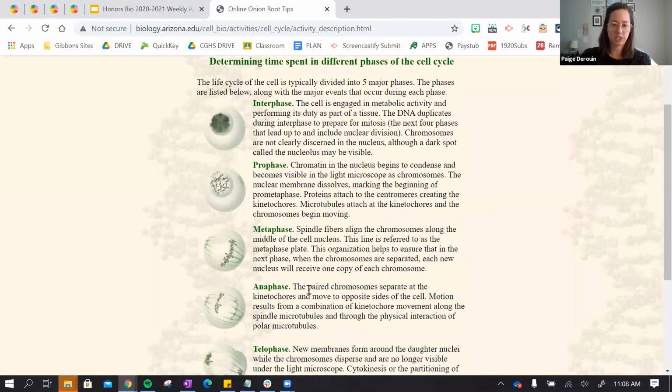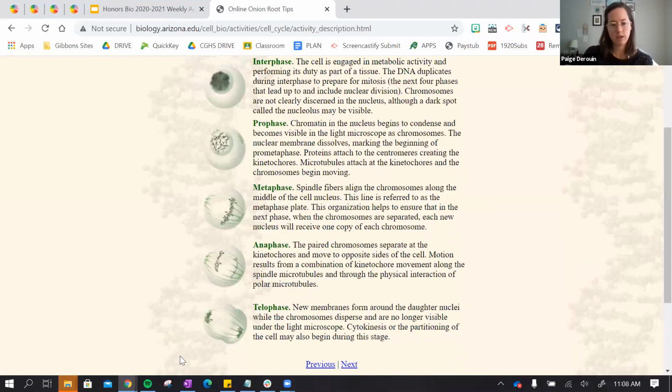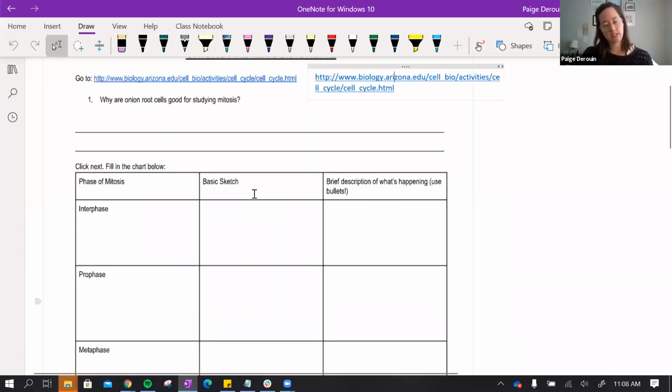It will take you to this picture of the different phases. This is a more realistic version than the one that I drew, obviously. In your document, it's going to ask you to do a basic sketch and then a brief description of what's happening. A way that you can already start to study this is by trying to do this without looking at your notes. And then look at your notes and check your work and see if you're right. That's a way for you to learn it better than just copying it off your notes. Try to describe it in ways that are from your mind, in a way that you understand it, instead of just looking at the notes and copying exactly what I wrote.